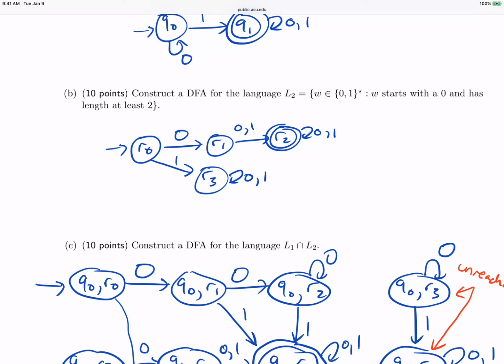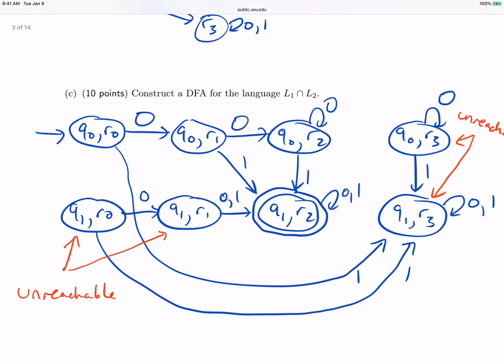If you have a 0, then the other qualification is you have to have length at least 2, which means it doesn't matter what appears as the second character, but you've got to have a second character. So you need the 0, 1 to go to R2, and it doesn't matter what you read after that.